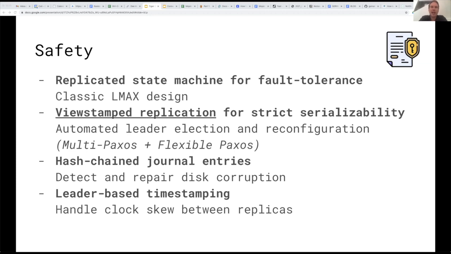And then to this, we also add Heidi Howard's flexible Paxos. So just to explain, VR is a form of multi-Paxos, just as Raft is also very similar to multi-Paxos. There's a whole spectrum of Paxos algorithms, and they all slot in somewhere. But flexible Paxos, what that just means is that the performance of strict serializability, the latency of it, is not going to suffer. So the master or the leader is going to receive a client request and synchronously replicate it to one other node.